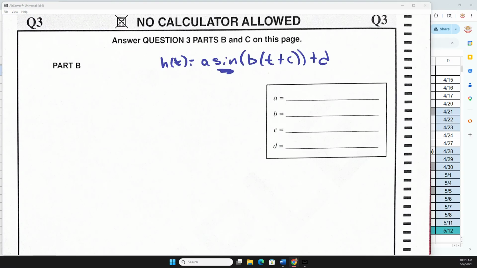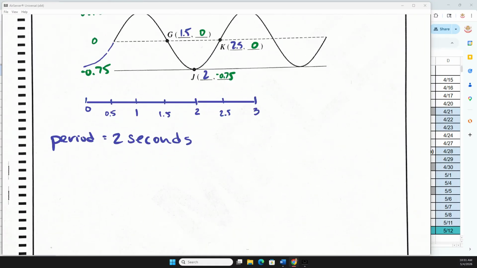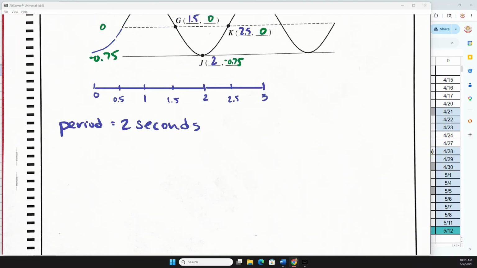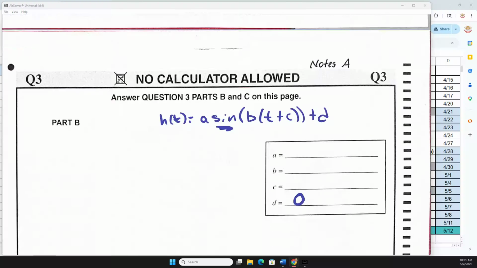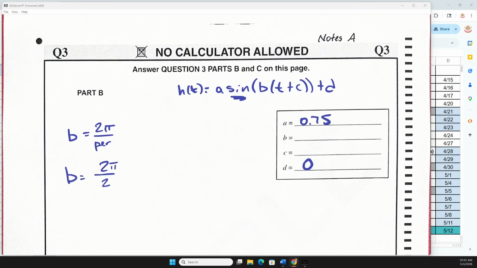All right, so you get 1 point for A and D, which are the easiest ones to get. So for this graph, what is the midline? Yeah, so that's going to be D. And then what is the distance from the midline to the maximum? Yep, that's going to be A. All right, and then just a reminder, you don't have to show any work on this one, but I'm showing it because I want you guys to remember. B is going to be 2 pi divided by the period. And the period on this one was 2, so B is going to be pi.